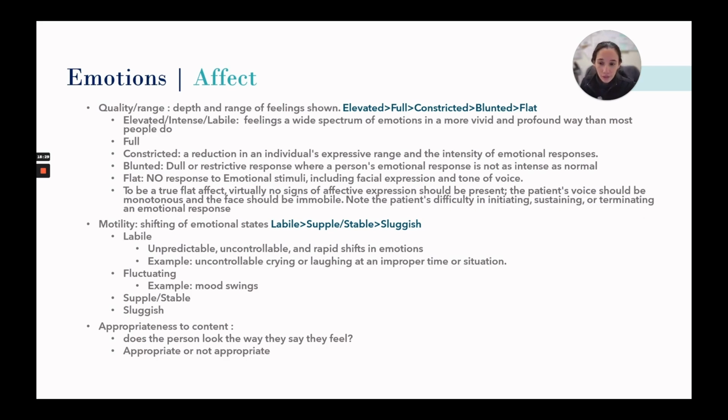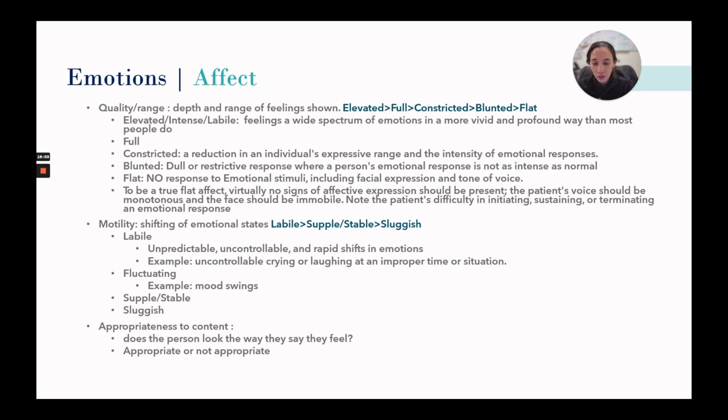Motility is the shifting of emotional states. So this goes on a scale with the highest being labile, to supple or stable, and then to sluggish. Labile is that unpredictable, uncontrollable, and rapid shift of emotion. An example might be uncontrollable crying or laughing at an inappropriate time or situation. Fluctuating is more of a mood swing. Supple and stable is normal, and sluggish is a slow shift of emotions.